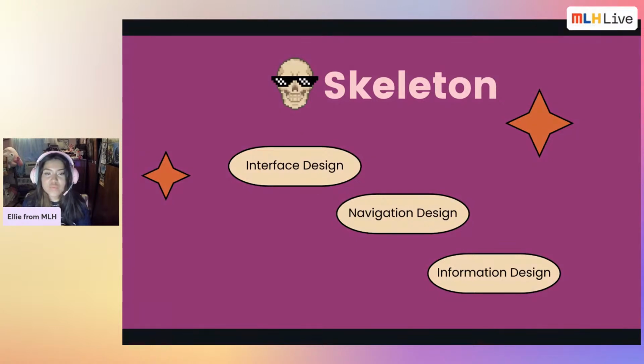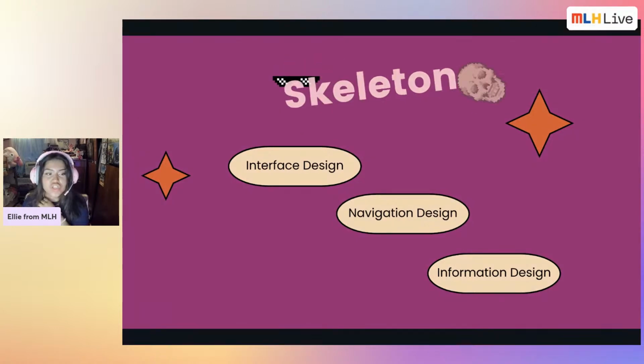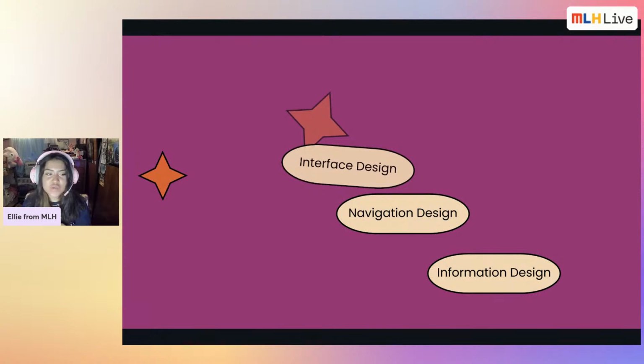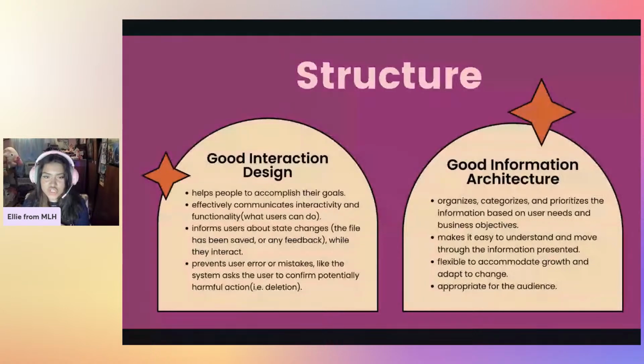And then we'll go over structure. Structure also includes good interaction design and good information architecture. So this is what structure consists of, and we'll go over some key points of what is good interaction design and what is good information architecture. Good interaction design helps people accomplish their goals. We effectively communicate interactivity and functionality, what the users can do. So a user will never be on an app and not know that you could do this. That is why interaction design is key.